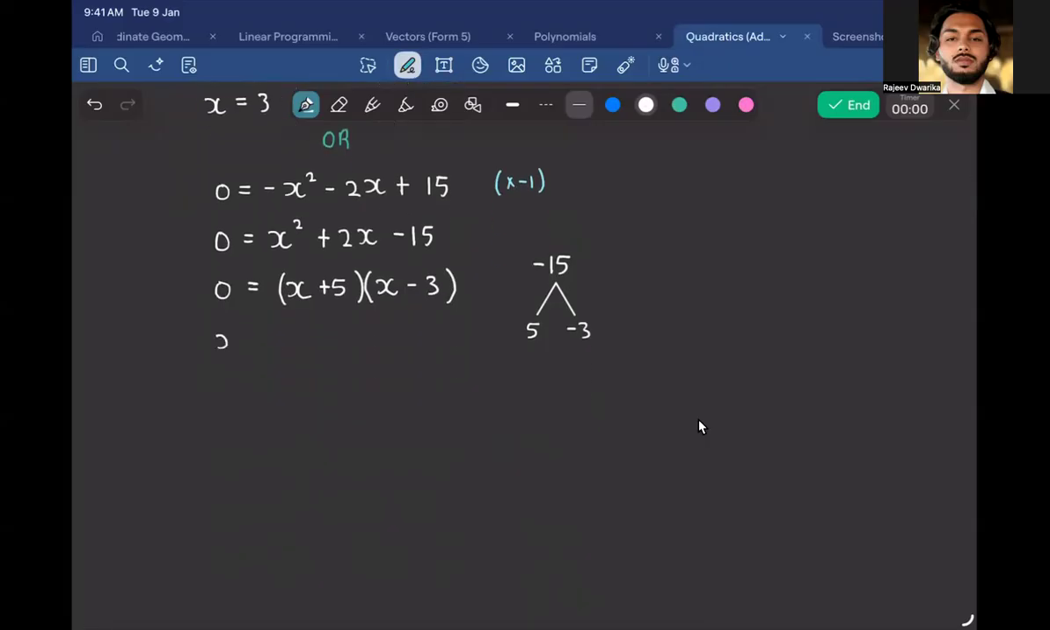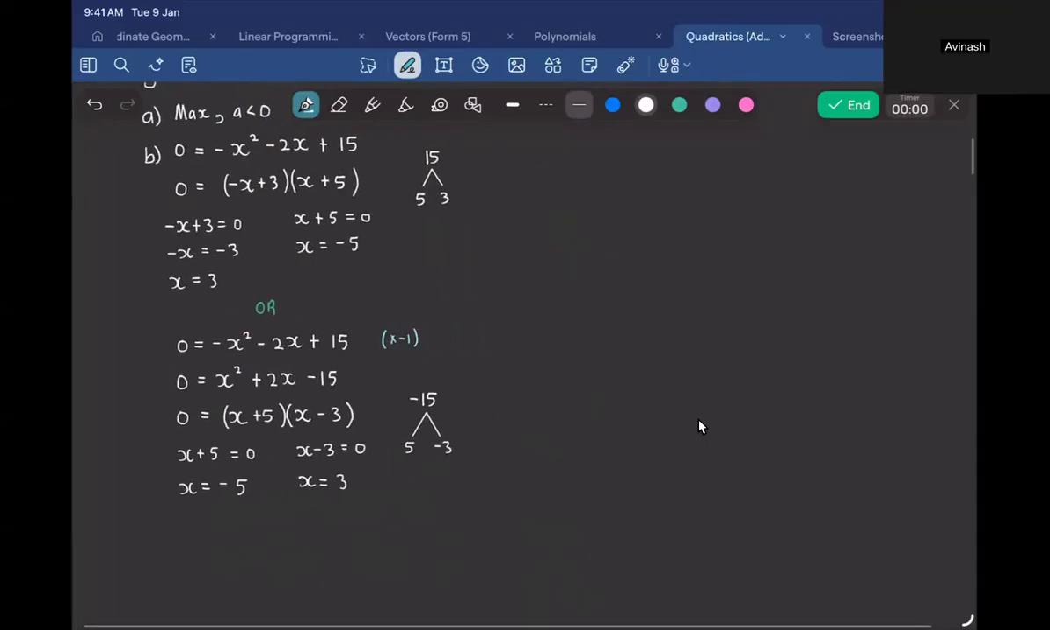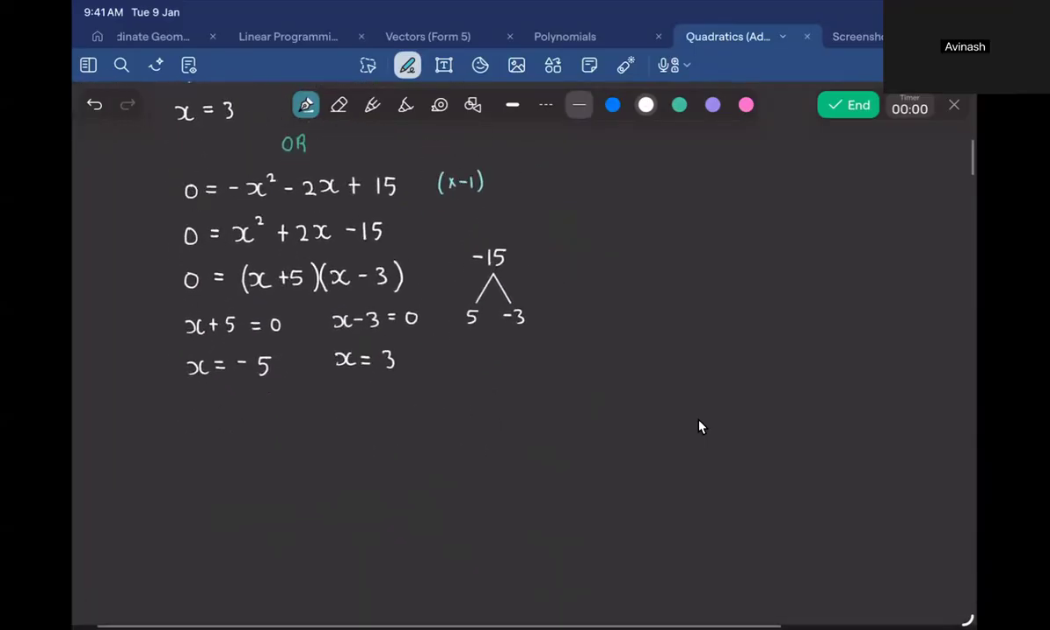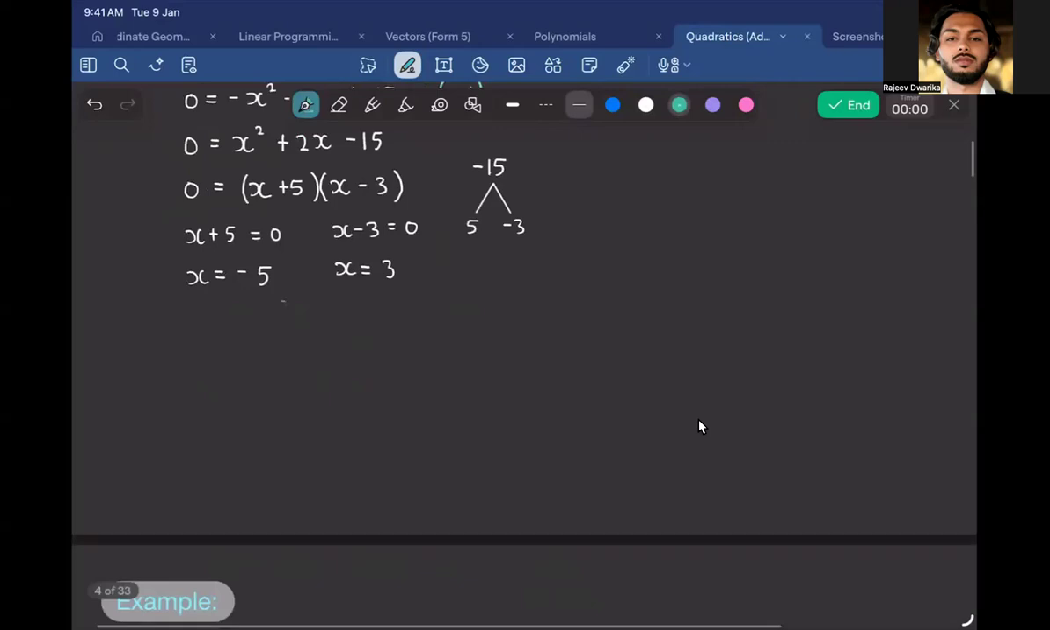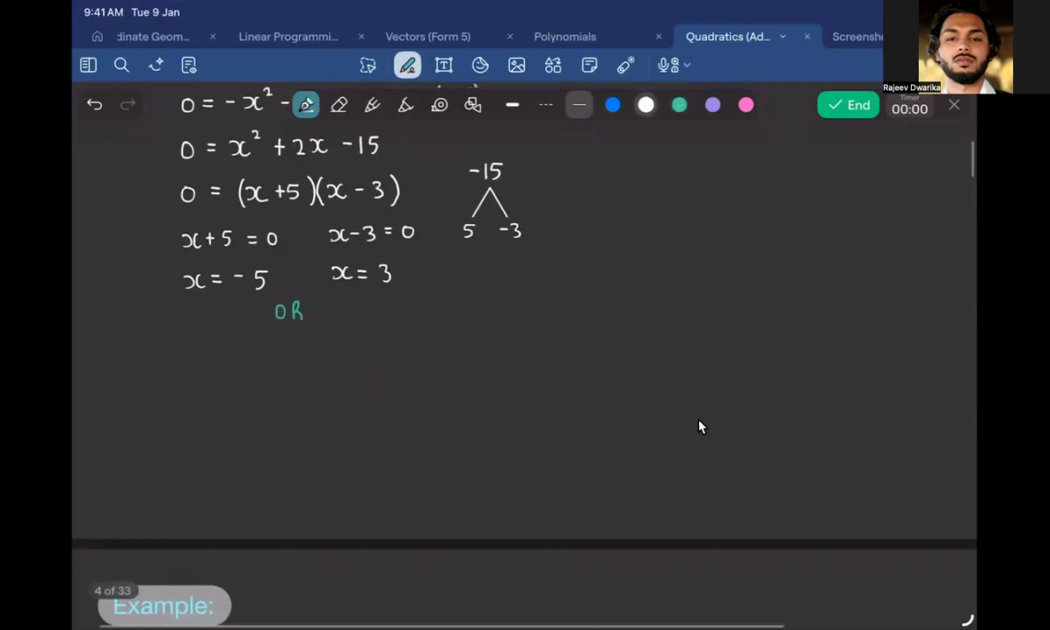Right? So now I'm going to say x plus 5 is equal to 0. And I'm going to say x minus 3 is equal to 0. So x will be equal to minus 5 and 3. Yep, that's the same answer we got last time, right? Great. And there's another way you could do it. And this is using the AC method.